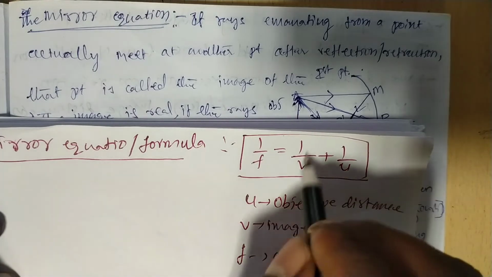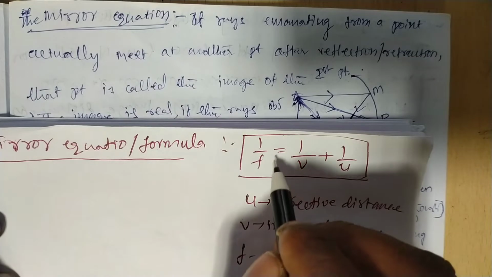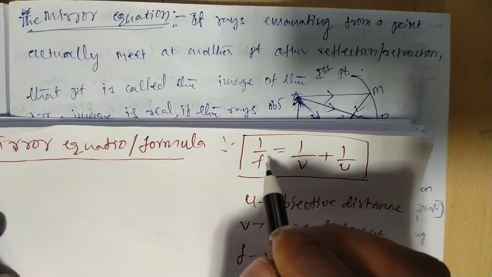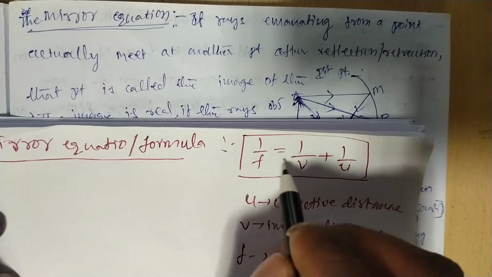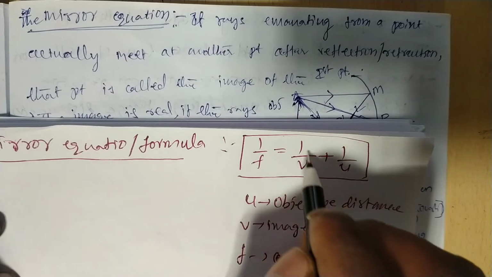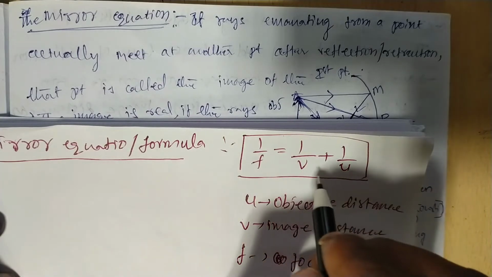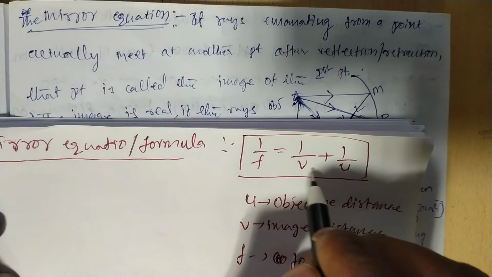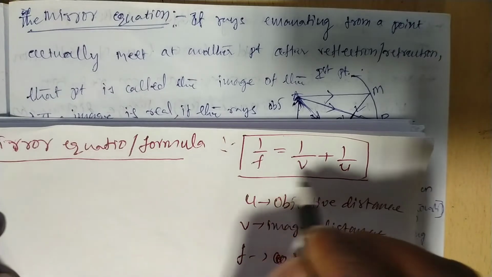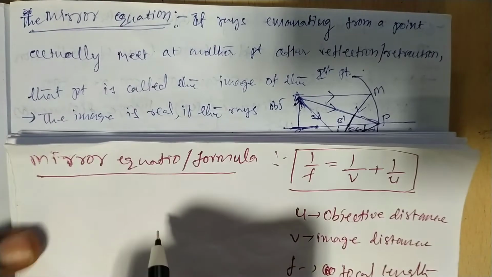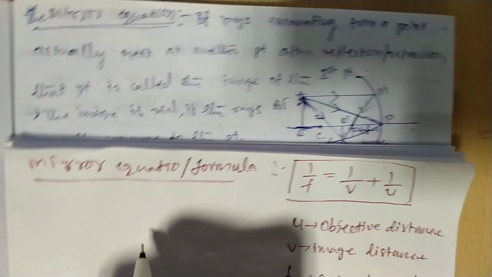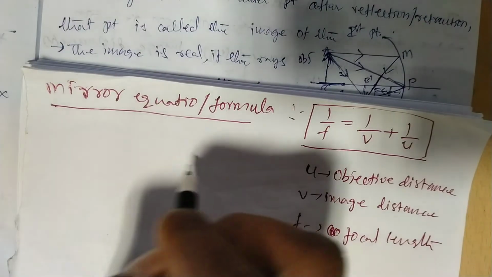Okay, u is the object distance. Now we will discuss how we can derive the mirror formula or mirror equation, that is 1 by f is equal to 1 by v plus 1 by u. u is the object distance, v is the image distance, f is the focal length. We can derive the relation. Initially we can take a convex or concave mirror, any mirror.